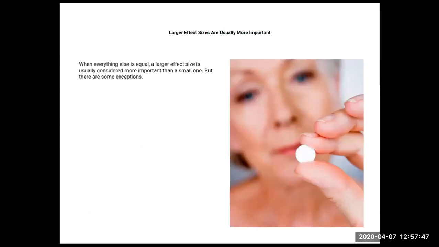So we know that larger effect sizes are usually more important. When we consider everything else equal, a larger effect size is usually, almost always, considered more important than a small one. But there are some exceptions, so allow me to explain this. The biggest, probably, example of this, where small effect sizes, even though they are small, can still be important, is in matters of life or death. So what do I mean by that?